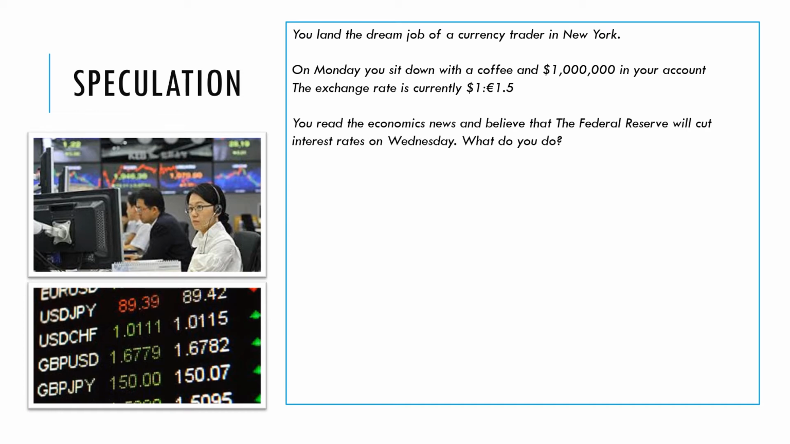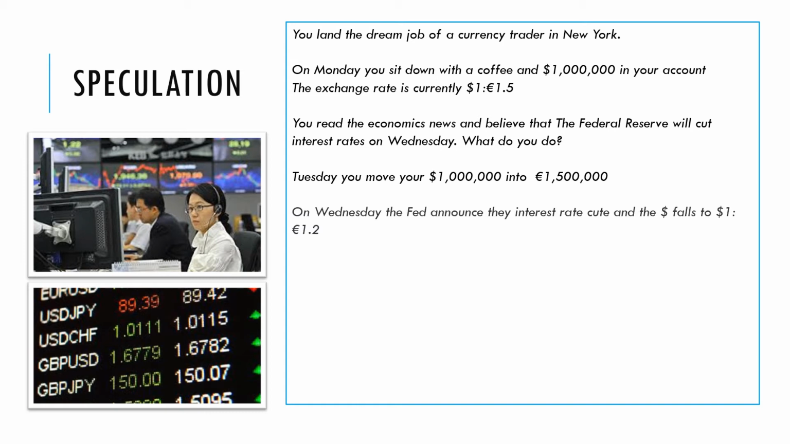Being a good currency trader, you read the market news, you read the economics news, and you believe that the Federal Reserve will cut interest rates on Wednesday. You might want to pause the video, and if you want to be a currency trader in the future, think: what do you do? Well, on Tuesday, you move your $1 million into a euro account, and it will convert at the exchange rate as it was on Monday, so you will get 1.5 million euros for your $1 million. So now you have 1.5 million euros in a European bank account.